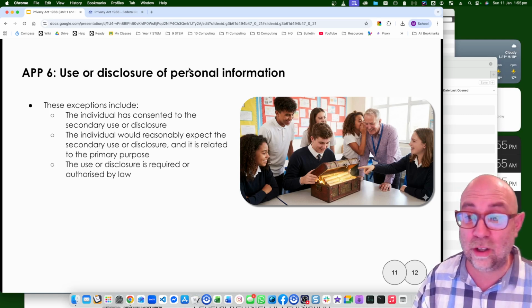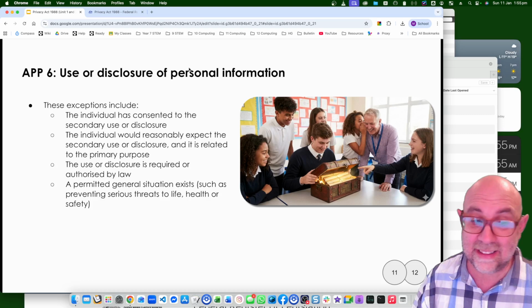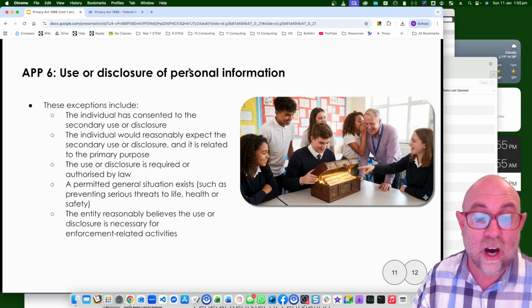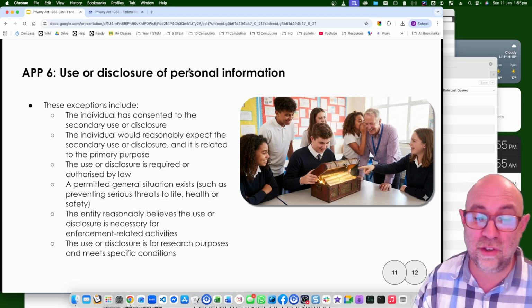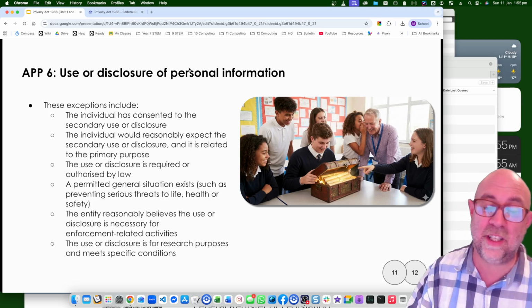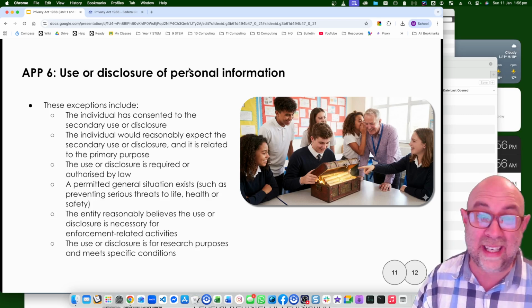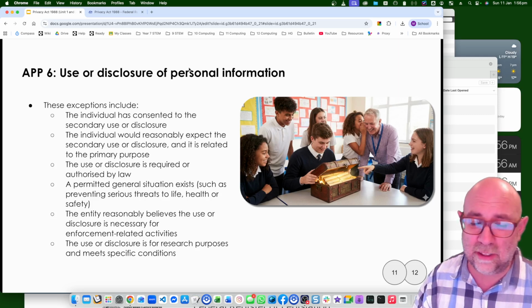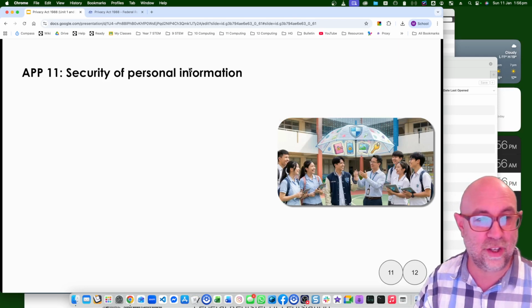If it's authorised by law, of course they can disclose it. If there's a permitted general situation, such as preventing serious threats to life, health or safety, or if it's for law enforcement. Finally, it says use for research purposes and meet specific conditions. I would say, and my guess is, and obviously I'm not a lawyer, you probably, for most cases, need to specify that it's going to be used for research.